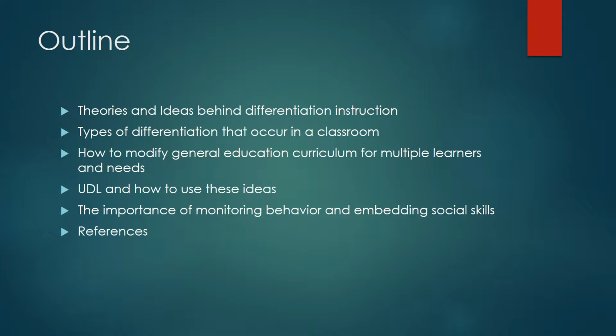And then we'll break down how we can modify general education curriculum for multiple learners and needs, and what steps we need to take to make sure that the modification is happening and that we're able to assess how the modification goes. And then we're going to look at universal design and give some real life examples that can be used in the classroom to affect all learners.